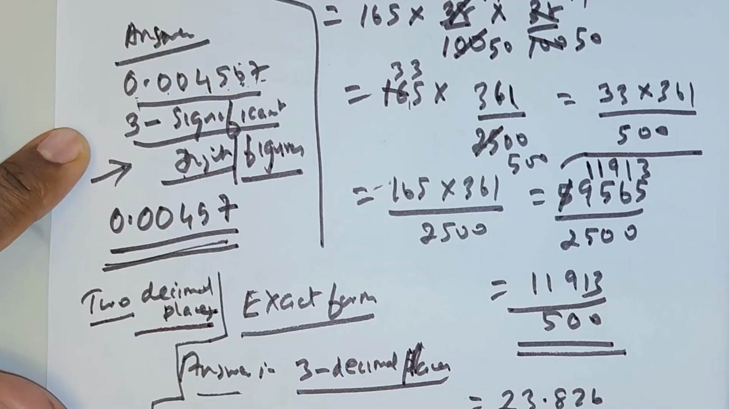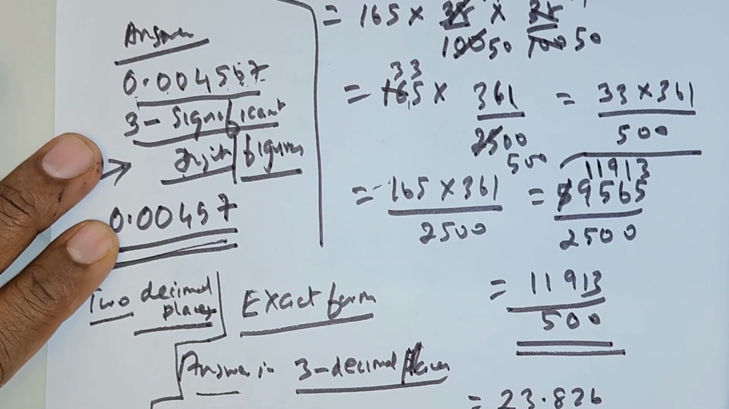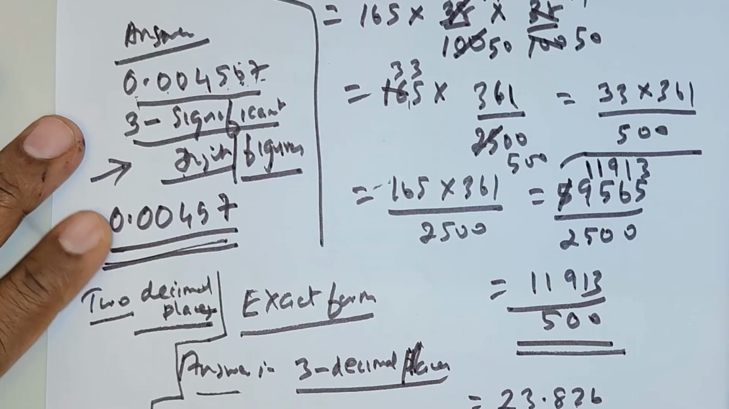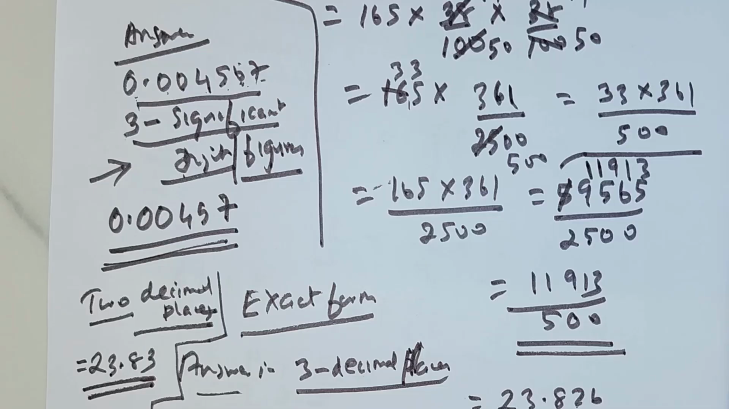So in this situation, what would the solution be? Now after the decimal point, you need only 2 digits. Apparently you see here 8 to 6. You convert the 6 to 1 and add it to 2 and give the answer as 23.83. Okay, so that's the solution for that question.